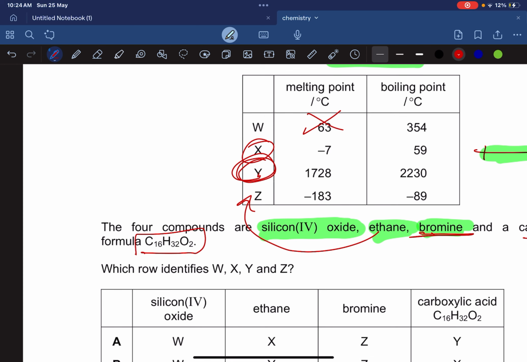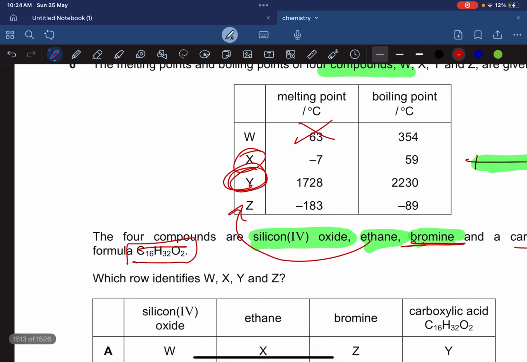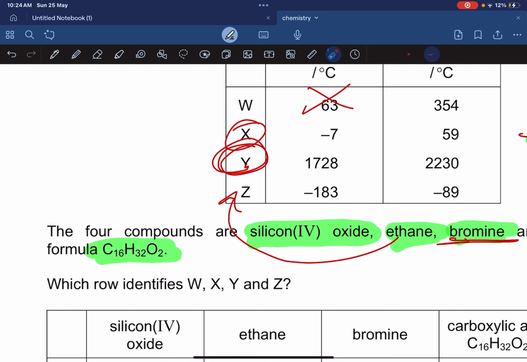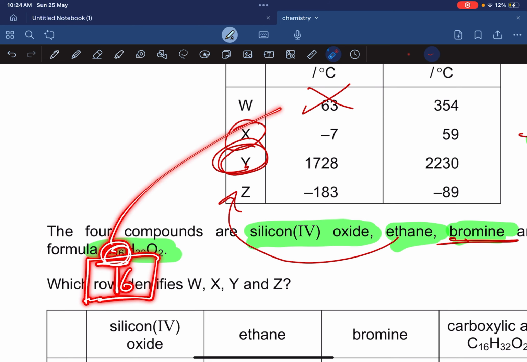Why do you think they have given you this formula? This formula is very important. Why is it important? Because look at the number of carbon atoms. Haven't you studied that the more the number of carbon atoms, the higher the melting point, the higher the boiling point, the stronger the van der Waals forces? Okay, in O-levels you don't study about the van der Waals forces, but the forces of attraction are greater when you have greater number of carbon atoms. 16 carbon atoms. That means a high melting point, a high boiling point, as indicated by W. High melting point, high boiling point.